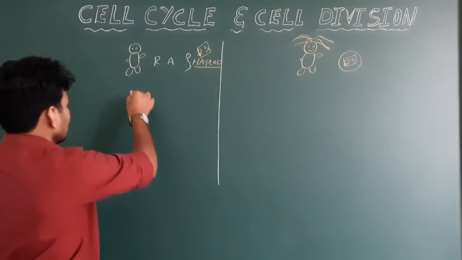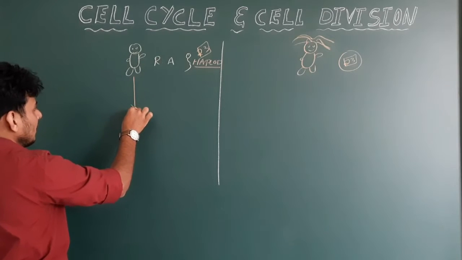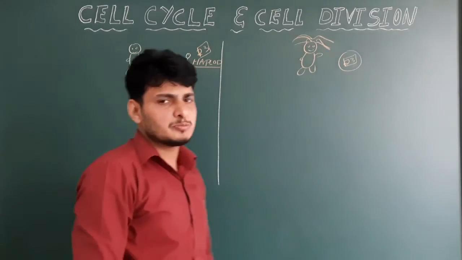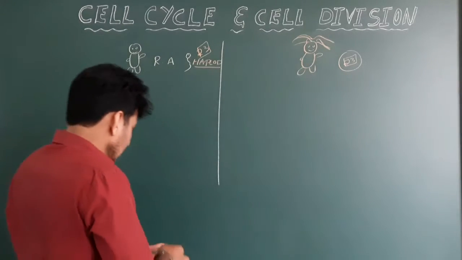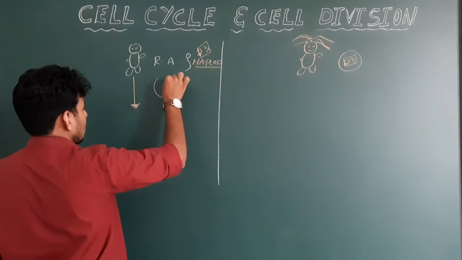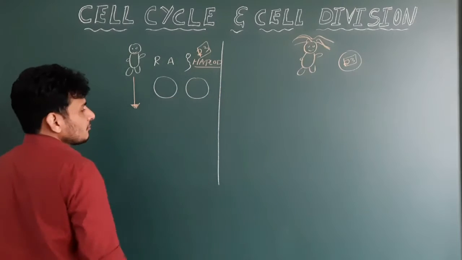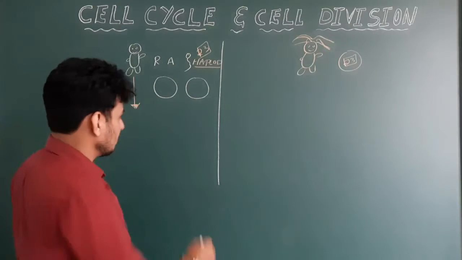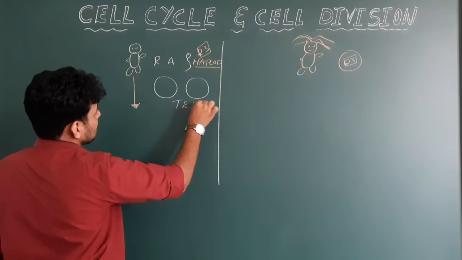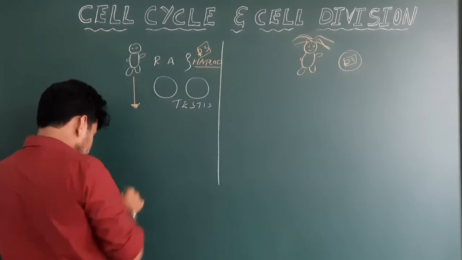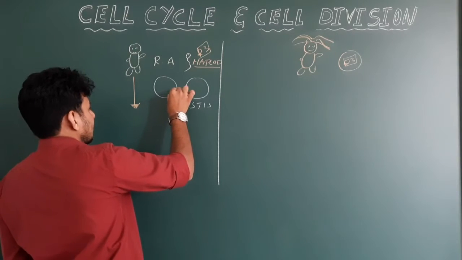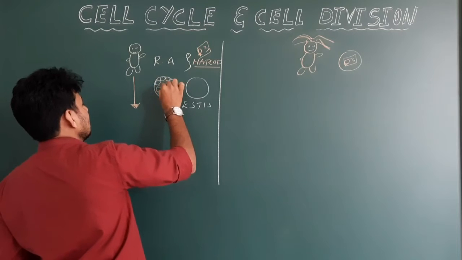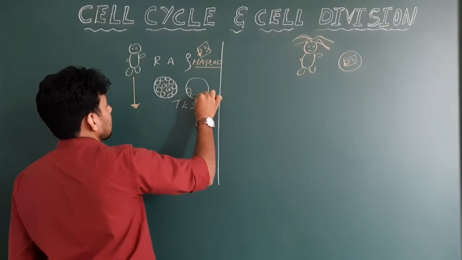Now let us imagine he has started to produce these sperms. Where exactly are these sperms produced? Simple. In a tiny structure called testes. All males will have a pair of testes, that is, two testes. Just right here. And these testes contain cells.